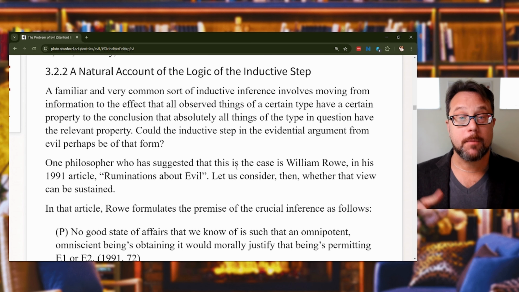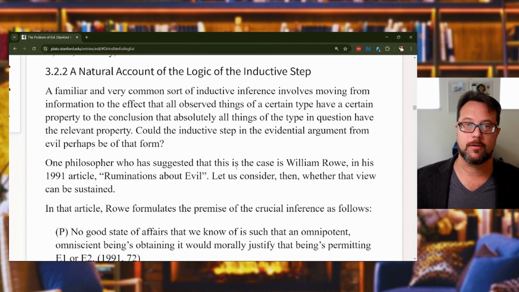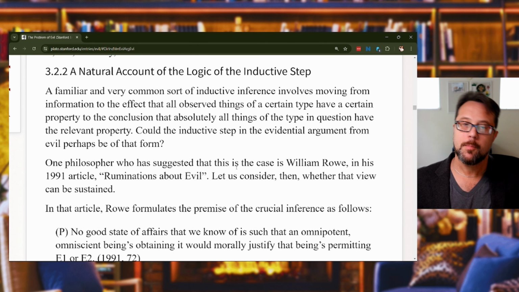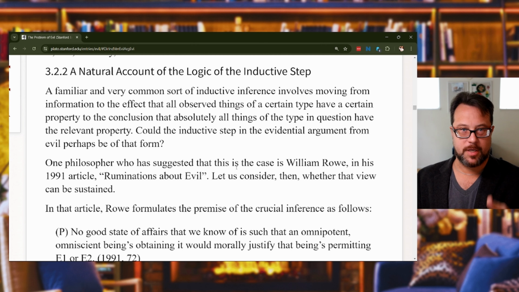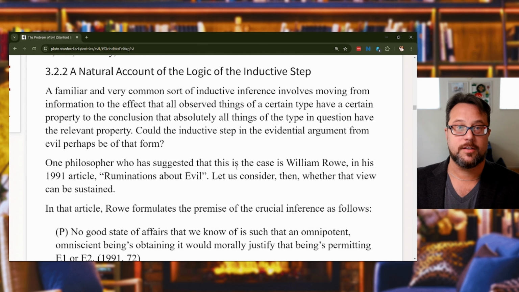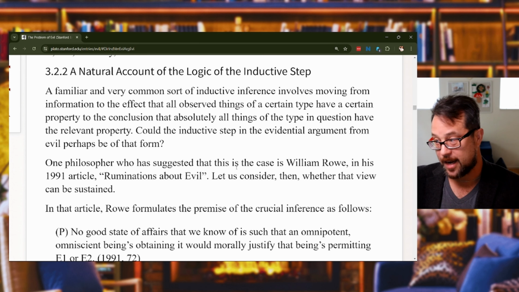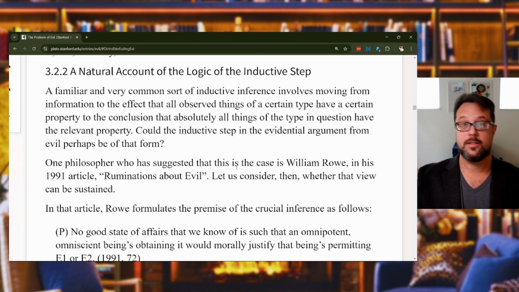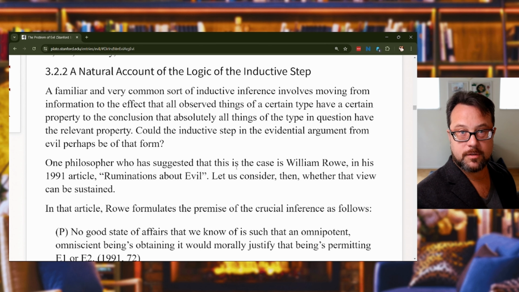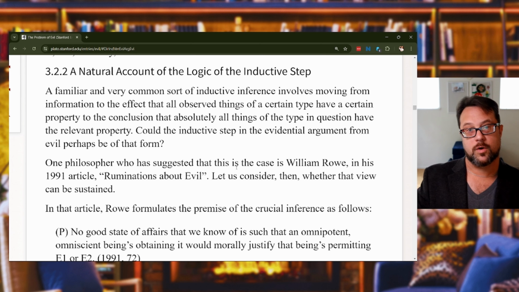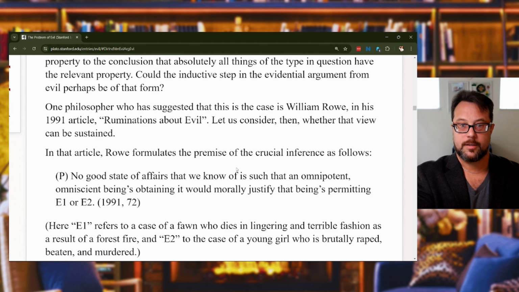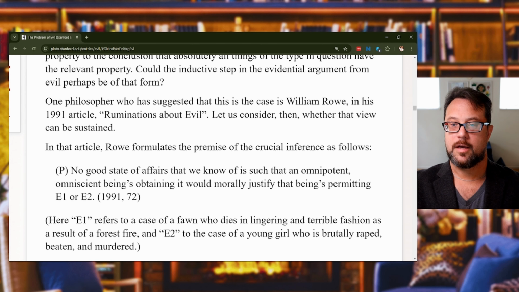Okay, so it's good to note that there's precedent for what Rowe's doing here. There's the problem of induction, which I won't get into, but just in general, if we observe an A has property B, and every A we observe has property B, then it's not that much of a leap to say it's likely that all A's are B's, and therefore it's likely that the next A that I meet has property B. It's just a kind of natural thing we do all the time, and science relies on it. Moving from a good sample size, this has this property, and therefore it's likely that these all have this further property. And could the inductive step in the evidential argument from evil be of that form?